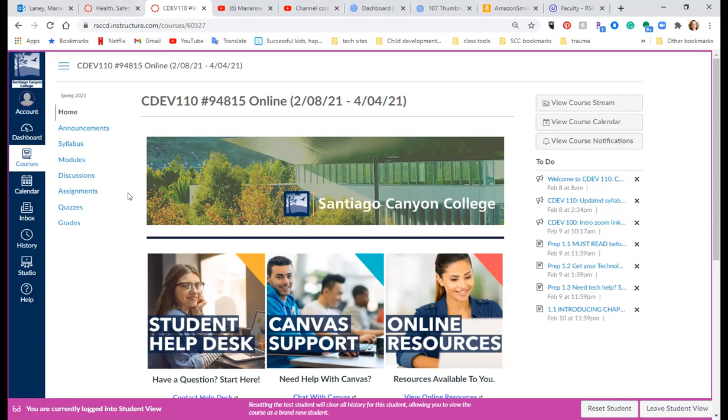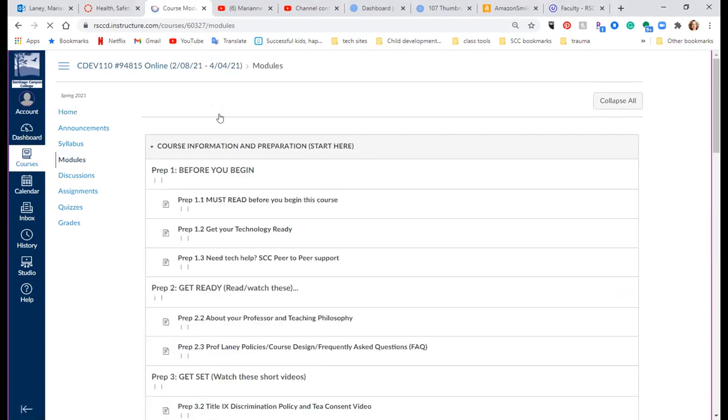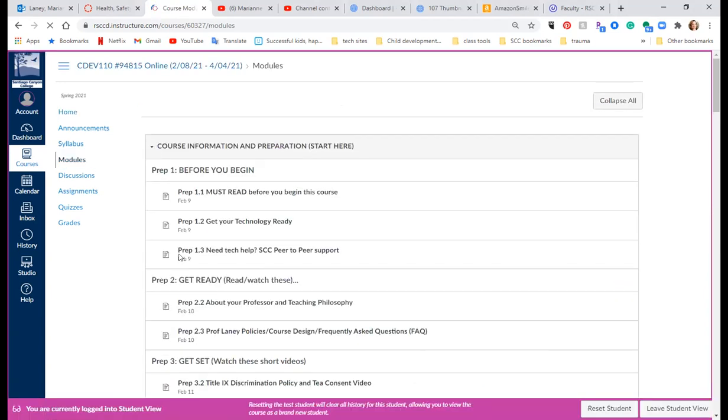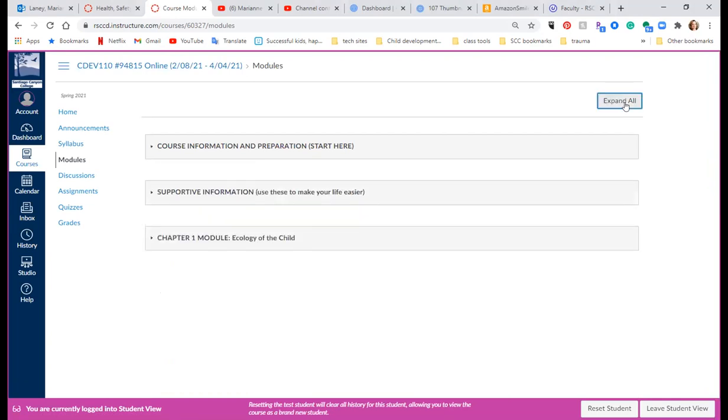I wouldn't have known that, because I normally don't even click over there unless I'm going to modules. So modules is right now, you should only have the first 3 modules, which is prep, supportive, and chapter 1. So let's double check this. Collapse all, which is lovely. That's a new feature this semester. So there are other, and I'll show you under professor view.